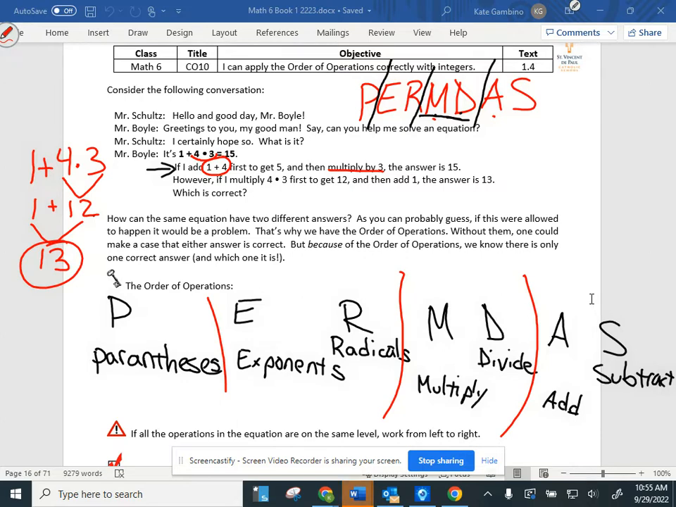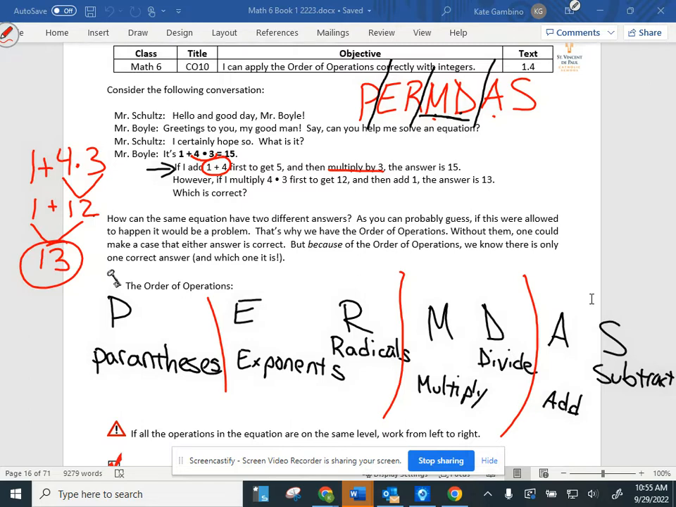So if the operations in the equation are on the same level, work left to right. It doesn't matter which one we see first, exponents or radicals, or which one we see first with multiplying and dividing, going from left to right like you're reading a sentence.